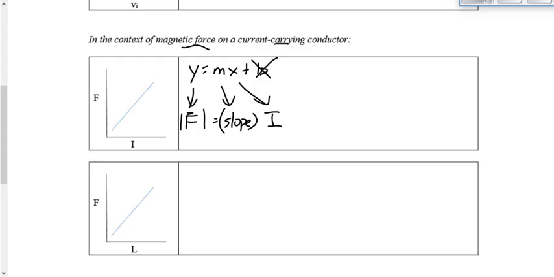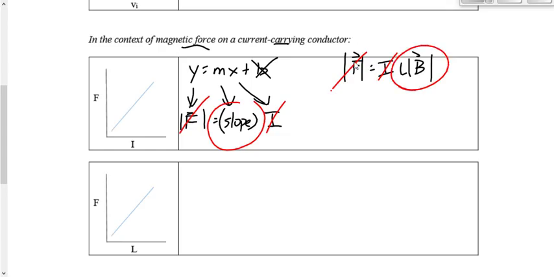Which equation on my data sheet has magnetic force and current in it? This should be the easy part. Good. F is equal to ILB. Now, let's cross off things that appear in both of those equations. F appears in both, I appears in both. We're left with the slope is equal to what? There is no y-intercept, so we're just looking for what the slope represents here. Slope equals whatever's left on this side, L times B.